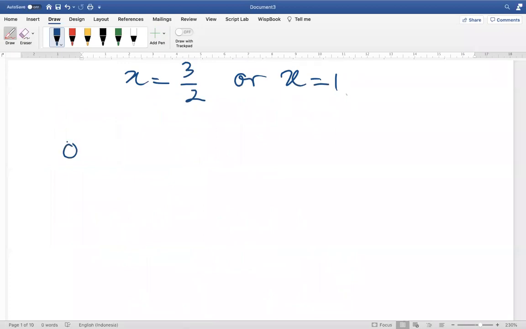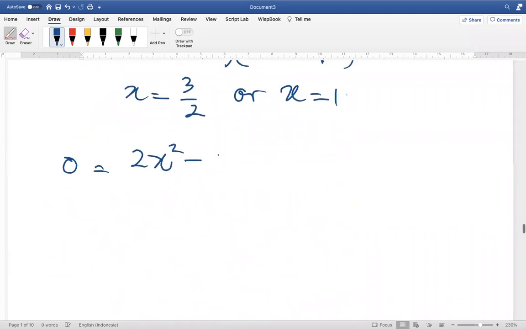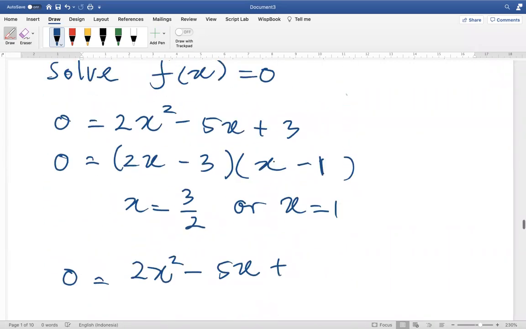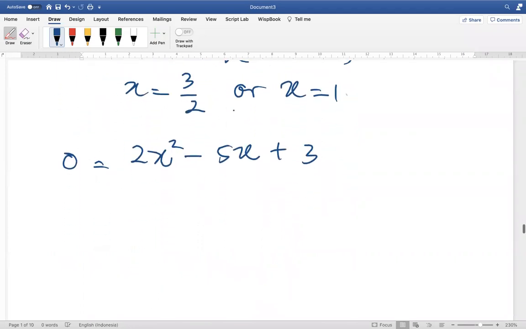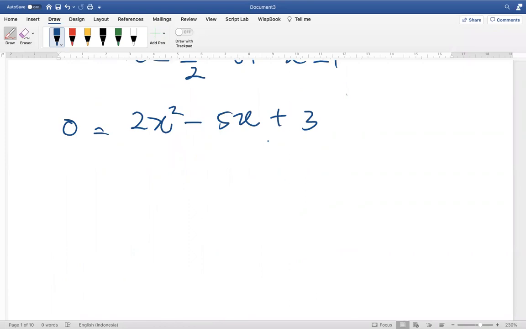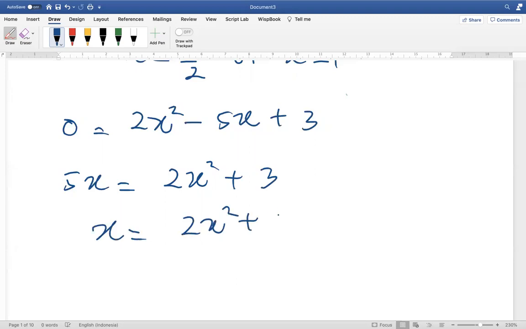So first we have 2x squared minus 5x plus 3. First you arrange it so that x stays alone on one side. The simple way is to move this minus 5x to the left. We have 5x equal to 2x squared plus 3, right? And then x equal to 2x squared plus 3 over 5. This is the first arrangement.